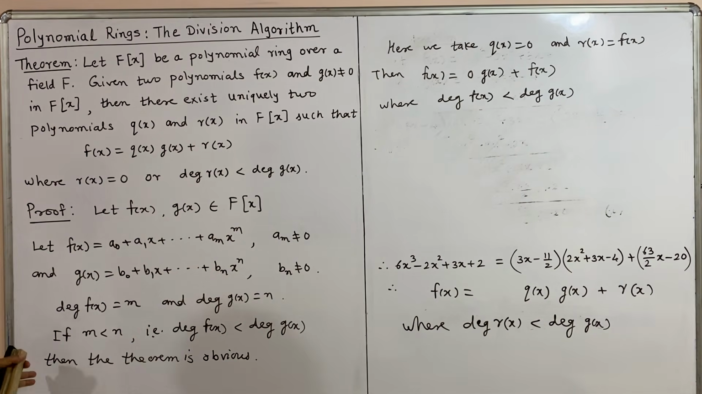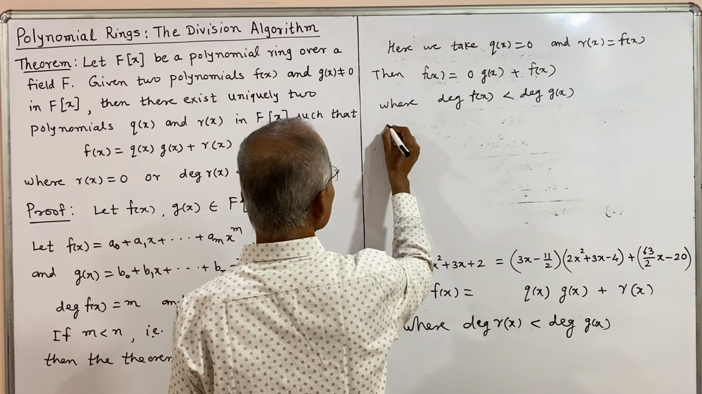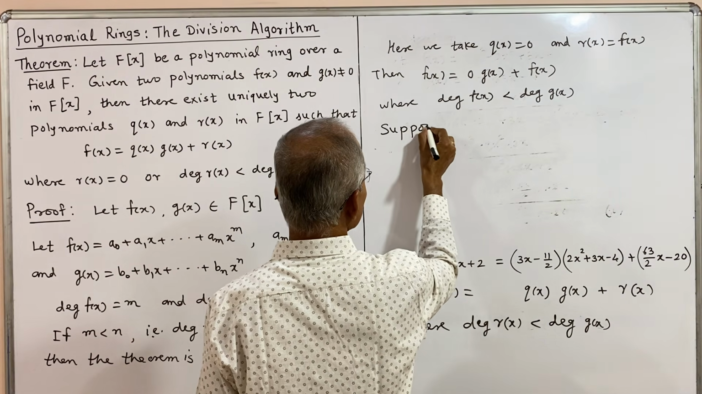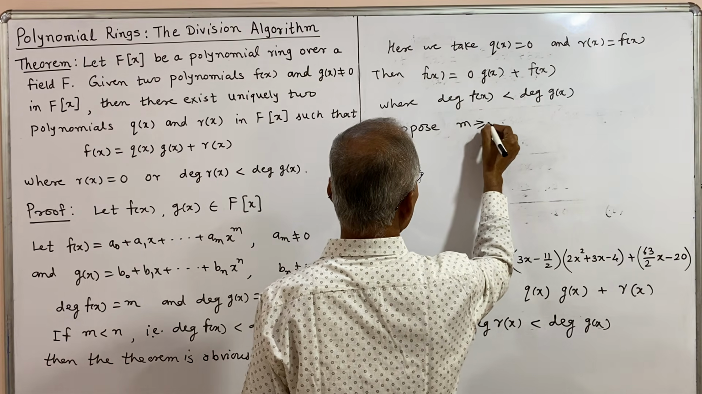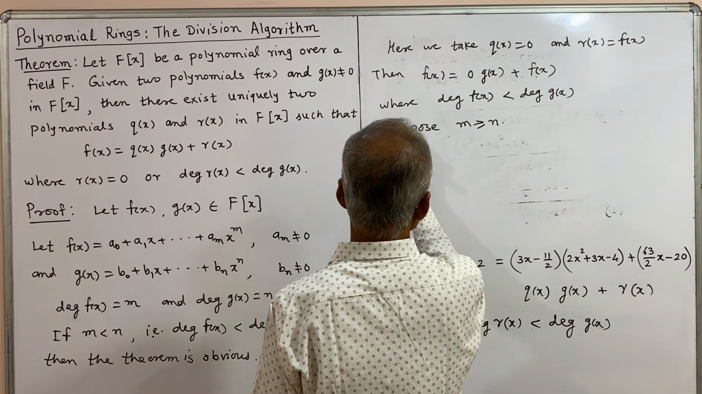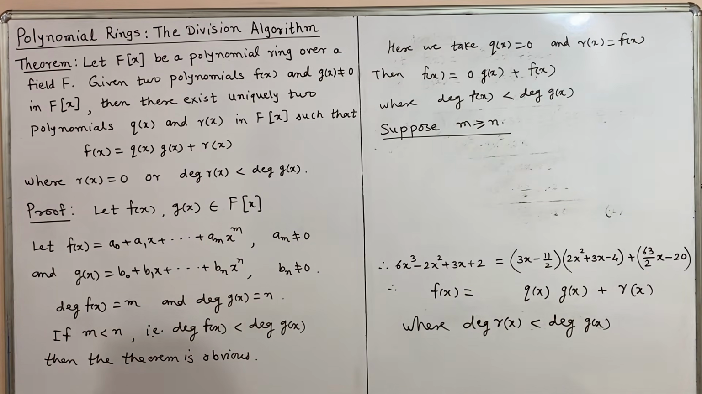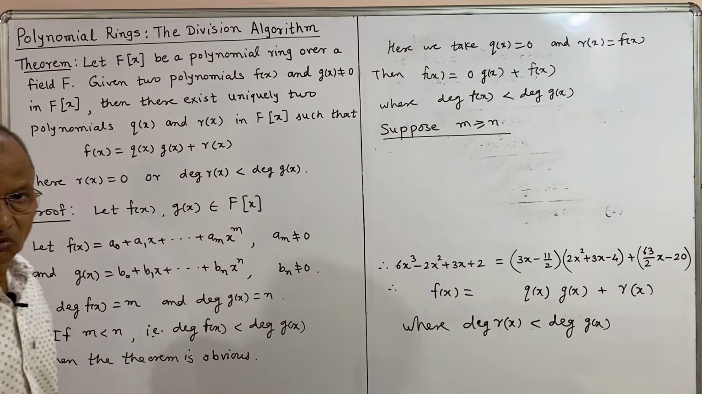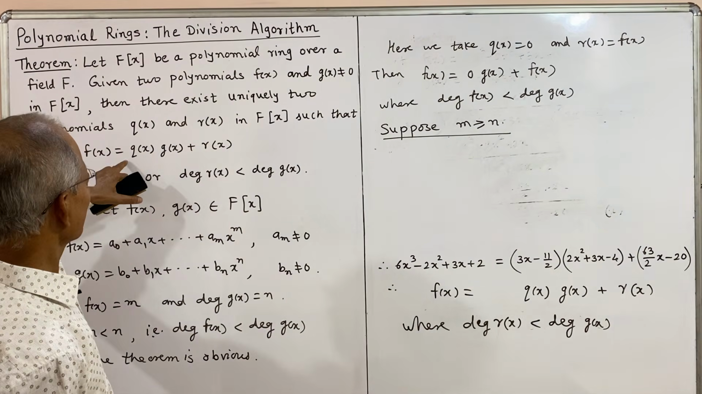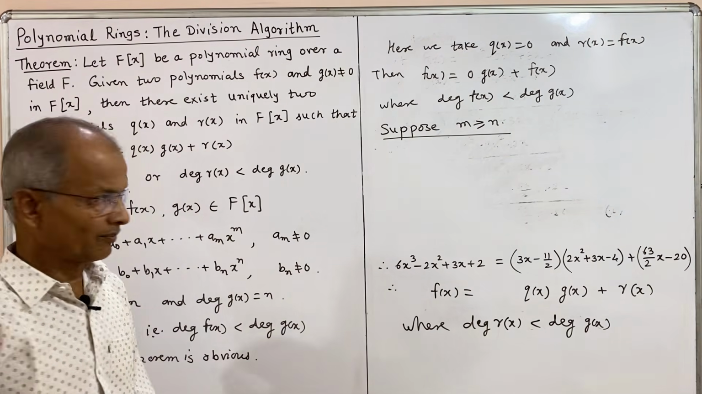It is obvious. So now we consider another possibility: if m is less than n, the theorem is true. Now, what is the remaining possibility? m is greater than or equal to n. Suppose m is greater than or equal to n. This is the second case we shall consider. And in this case, if m is equal to 0, that means the degree of f of x is equal to 0, then what will happen?